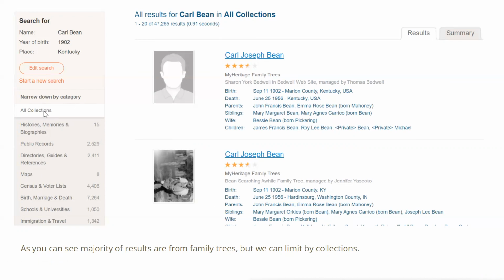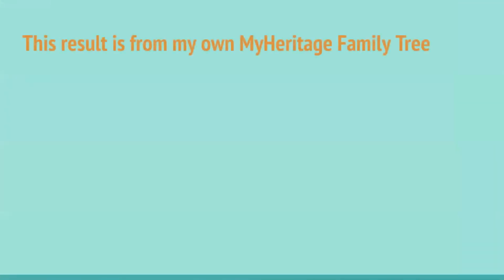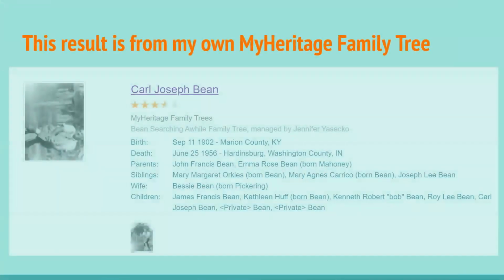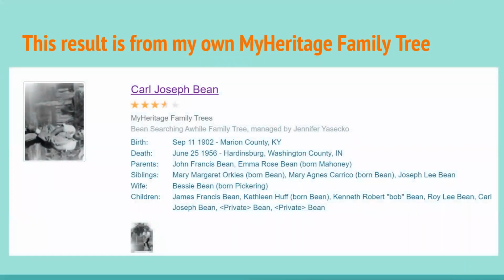Now, these trees can be from MyHeritage or outside organizations like FamilySearch. And we can also limit our results by the collection, which is on the left-hand side here. But first, we're going to actually look at a MyHeritage family tree result in the Library Edition. And this is actually from my own family tree, Bean Searching a While family tree. Play on words. Okay. So the search results will tell me the name and a summary of the information that is contained in that record: name, birth, death, parents, siblings, wife, children, and also an image if someone has uploaded an image to their family tree.